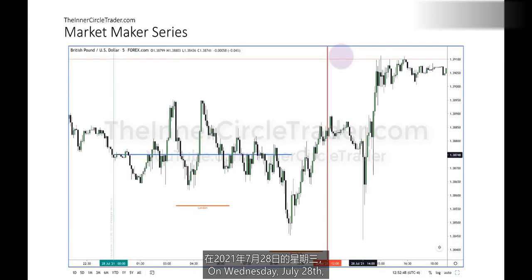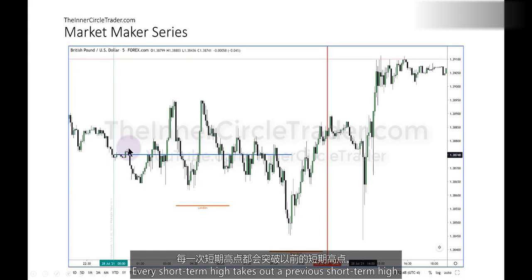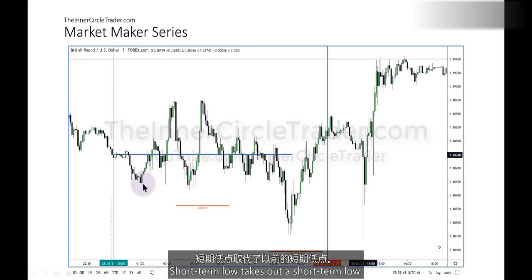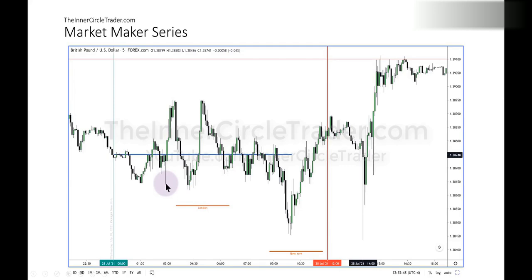On Wednesday, July 28th, 2021, this is FOMC Wednesday. So we're seeing price back and forth. Every short-term high takes out a previous short-term high, and every short-term low takes out a short-term low.